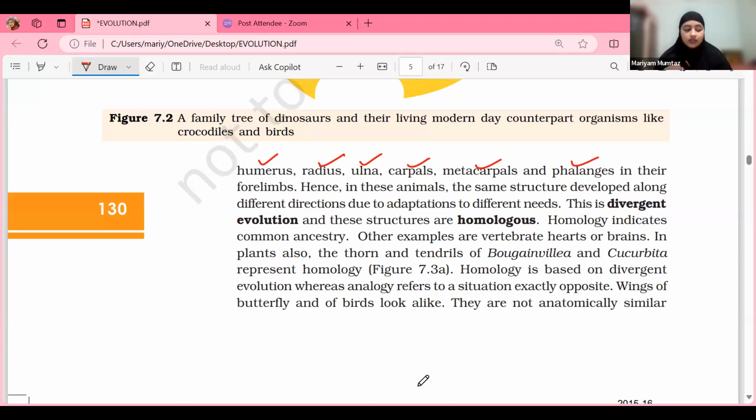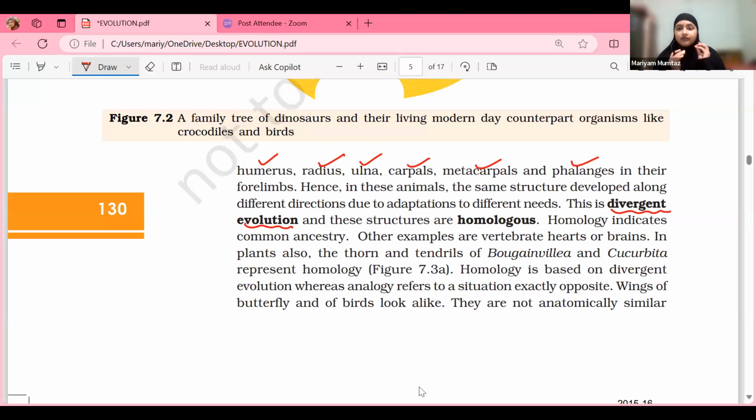So these are the arrangements of these many bones in the forelimb. This is a forelimb. The legs are known as the hind limb. It is the same in all these organisms that we saw, but the function is different. So when the structure is the same, the function is different. This type of evolution is known as divergent evolution.